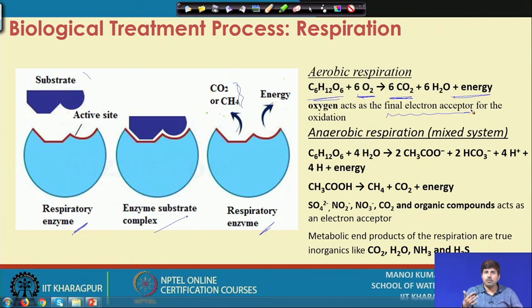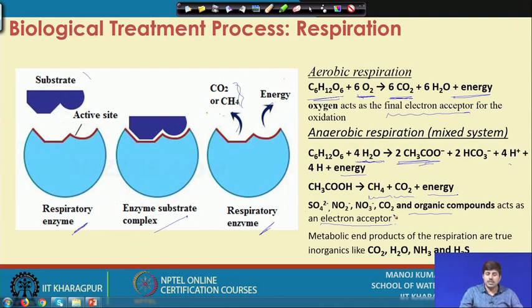However, if you see the anaerobic respiration, the same product will be hydrolyzed, being converted this way, and energy is released. Then the product which is produced may further break down into CH4 and CO2, releasing energy. Now, ions such as sulphate, nitrate, nitrite and various other organic compounds could become an electron acceptor in this case.